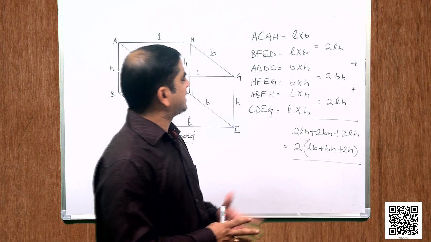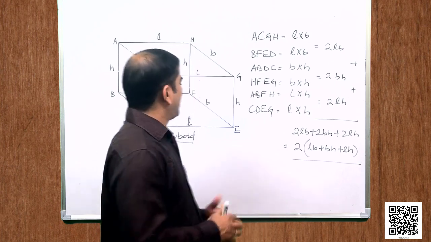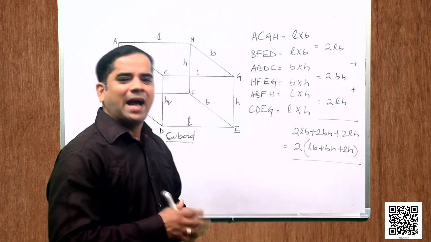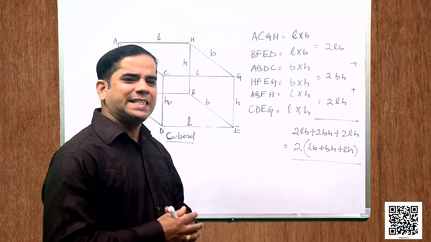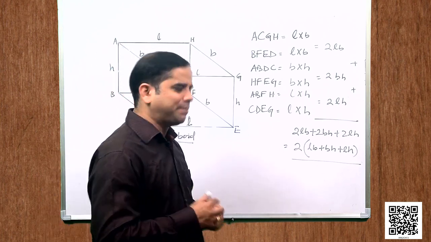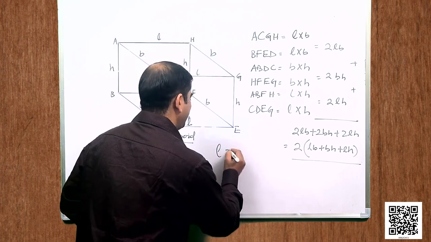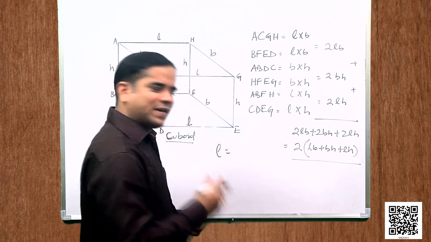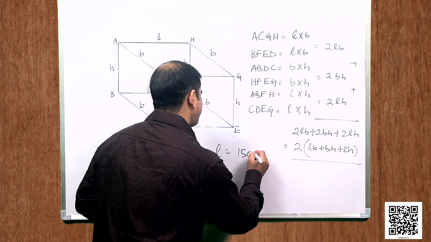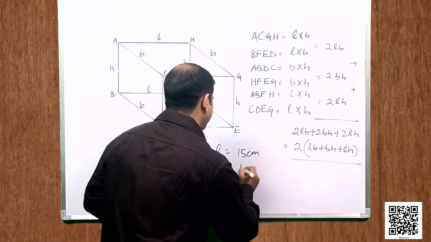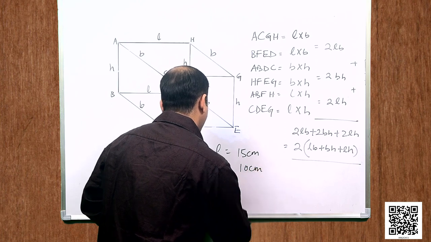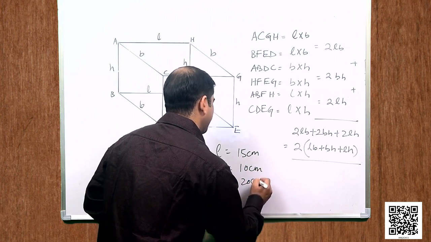That means, for example, if the length, breadth and height of a cuboid are 15 centimeter, 10 centimeter and 20 centimeter respectively. Okay? Length is 15 centimeter, breadth is 10 centimeter and height is 20 centimeter.